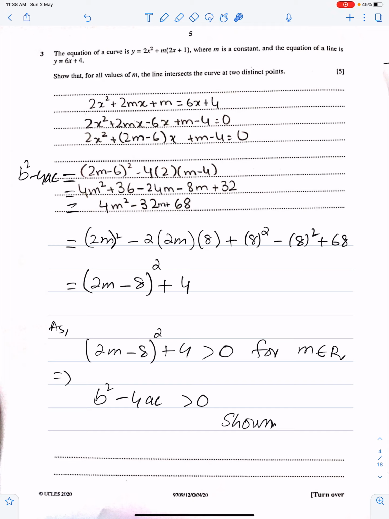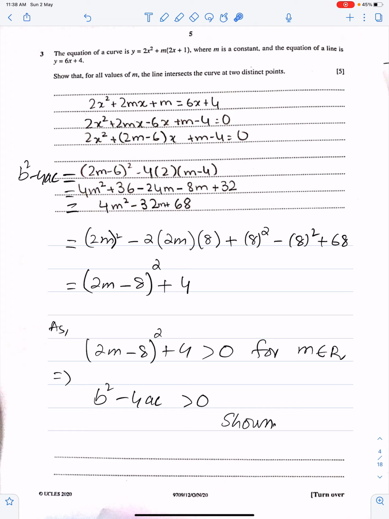Number one, we need to equate these two equations to get this quadratic equation. By comparing this quadratic equation with the standard quadratic equation, which is ax square plus bx plus c, we have the values of a, b and c. And by substituting the values of a, b and c into b square minus 4ac, we have this. And this is the simplified form of this expression.